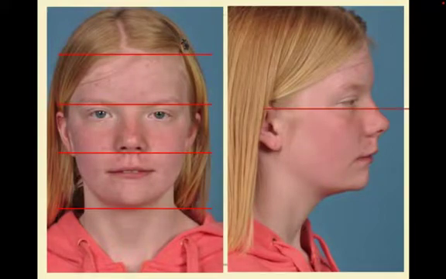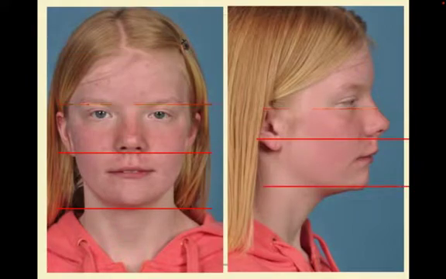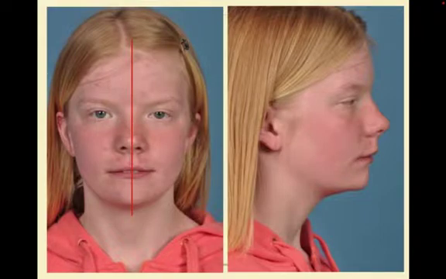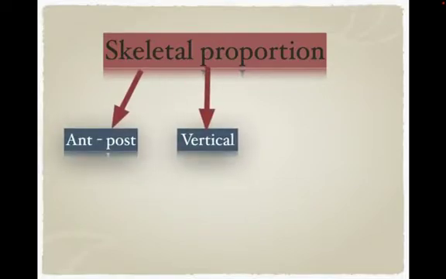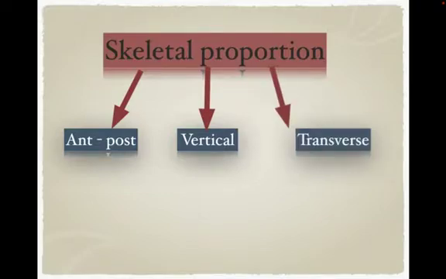We look as well at the transverse relationship, comparing the right side of the face to the left side of the face to see if the patient has any kind of asymmetry. That's what we call a transverse problem. So this is how we should examine our patient: anteroposterior, vertical, and transverse. So this is the first one, second one, and third one.